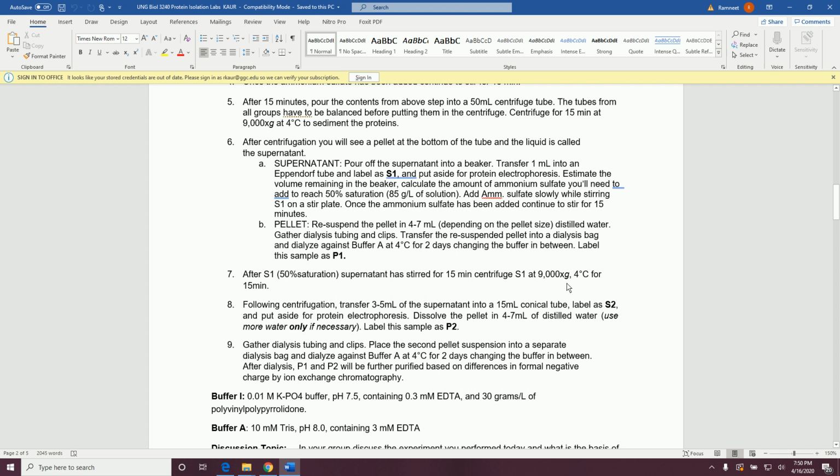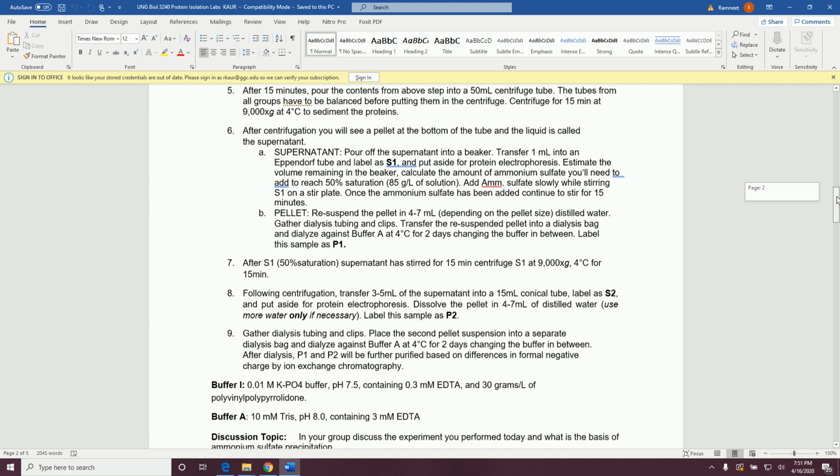At this point you have P1, P2, S1, S2, and also F, which is the filtrate. Now P1 and P2 are the pellets. You would dissolve both these pellets, P1 and P2, in water. The volumes are given, how much to dissolve in, and then you would have taken dialysis bags and loaded these dissolved pellets in the dialysis bags.